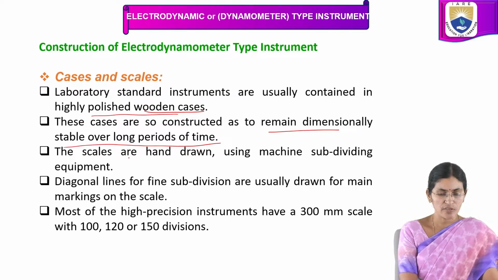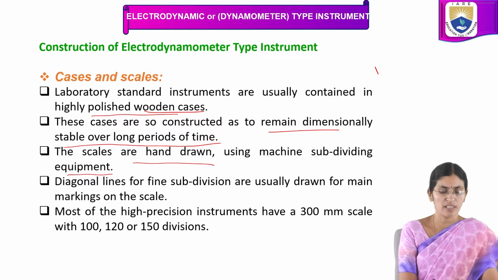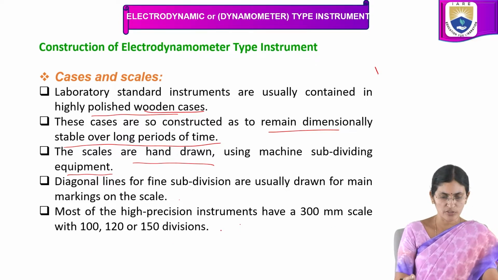The pointer shows the deflection on the scale. These scales are hand drawn using a machine subdividing the equipment. Diagonal lines for subdivision are usually drawn for the main markings on the scale. Most of the high precision instruments have a 300 scale with 100, 120 or 150 divisions.